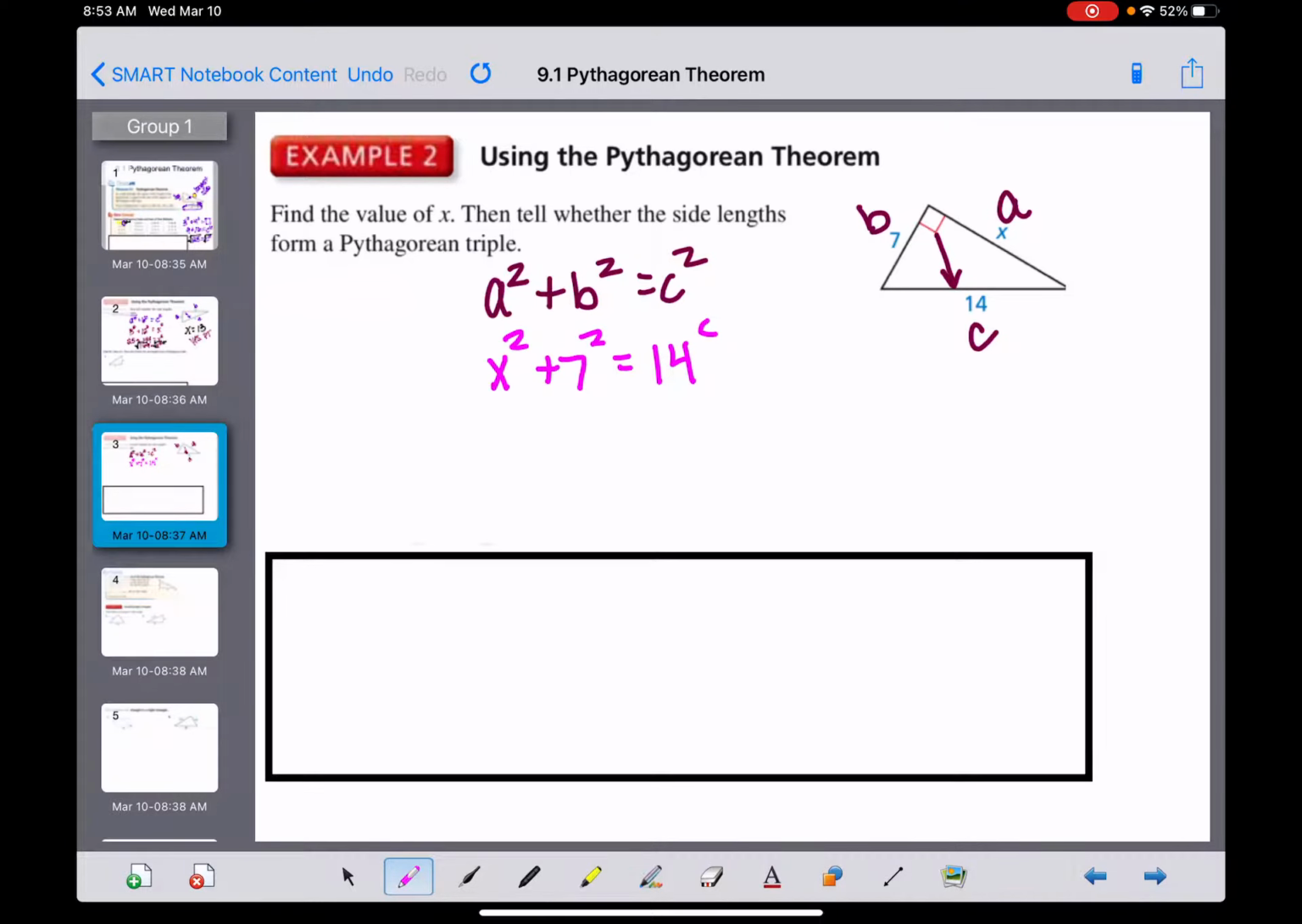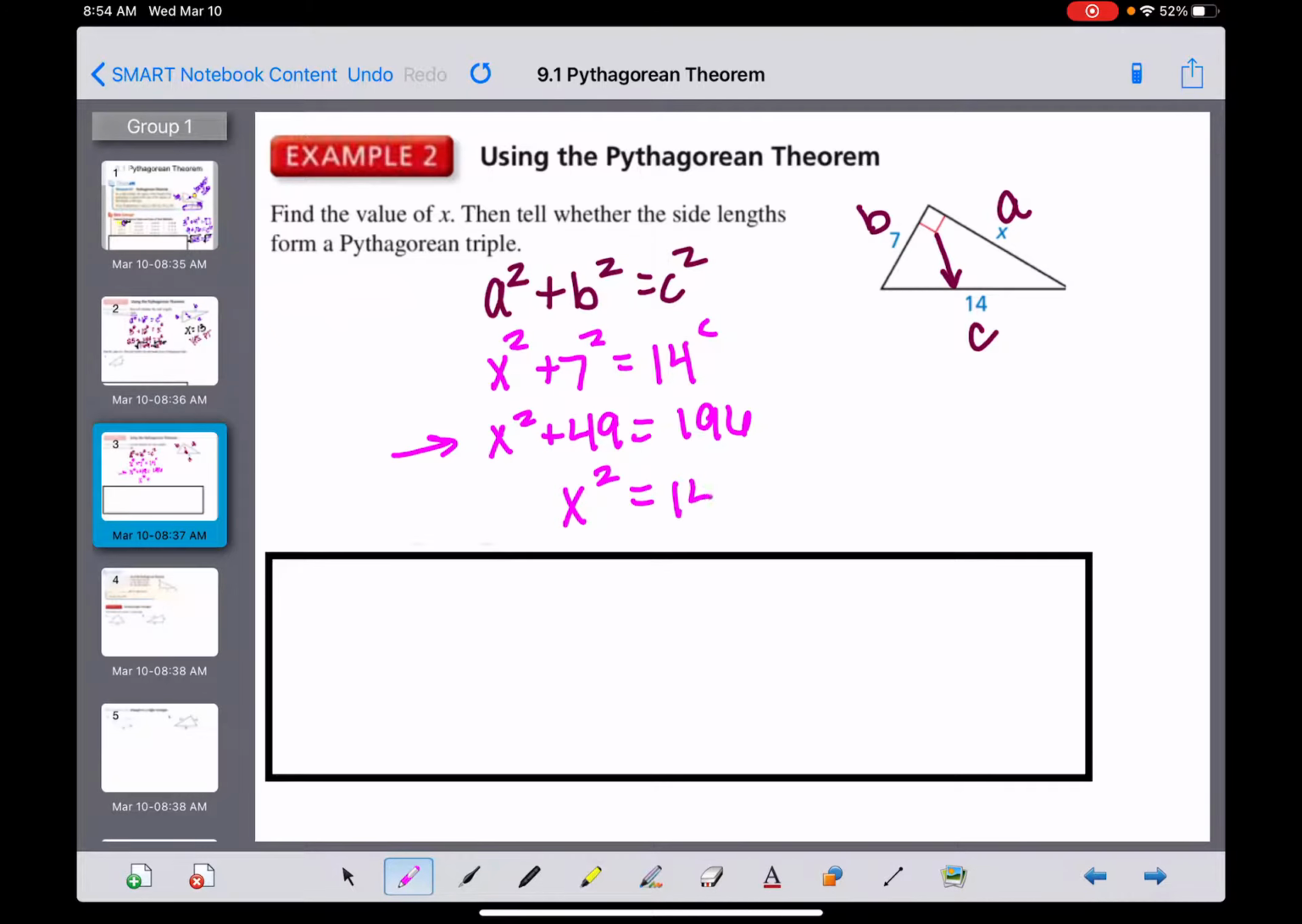This is going to start off the same exact way. I want to do my exponents first. So I'm going to simplify. 7 squared is 49. 14 squared is 196. A little bit different because I'm solving to get x by itself. So I'm going to subtract 49 from both sides.